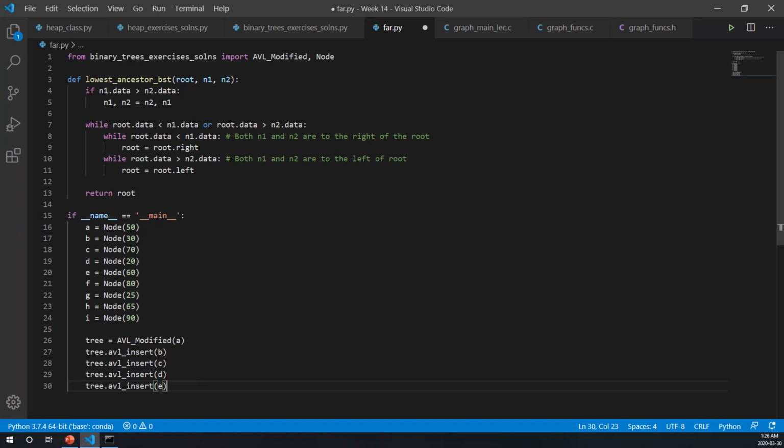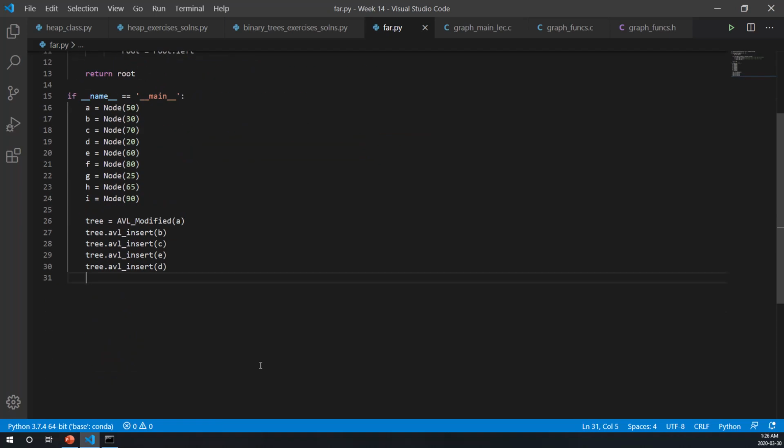E. And you know what? Just for fun, let's not be boring. Let's insert in different orders here. E and D. I can insert F a couple times. It's not going to do anything, right? Because the way I programmed it in the solution, it's not going to have any duplicates. Gonna insert G. I can put an H and the I.